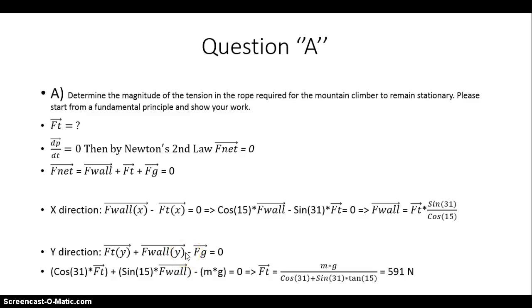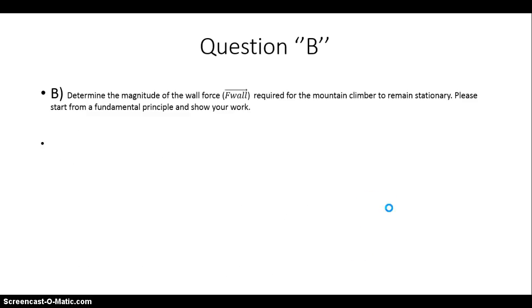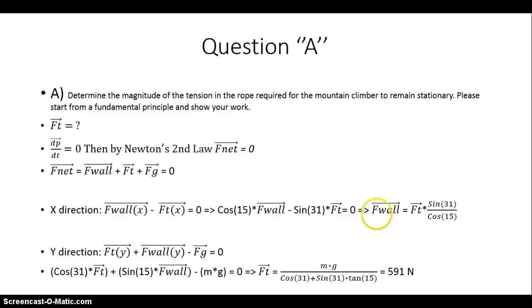We also know that in the y direction, Fty plus F wall y minus Fg equals 0. So we plug in the values from the previous slide and obtain cosine of 31 times Ft plus sine of 15 times F wall minus mass times gravity equals 0. Then, by plugging in the value of F wall, we obtain that the final value of Ft equals mass times gravity over cosine of 31 plus sine of 31 times tangent of 15, which is equal to 591 newtons.